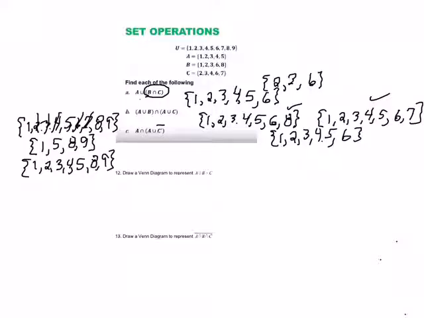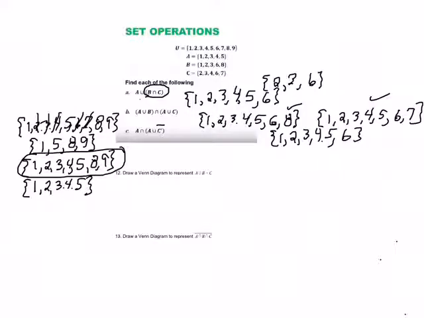Okay. Final operation is intersection. So now I am going to intersect this set right here with A. So I get 1, 2, 3, 4, 5. And that's my final answer for part C.